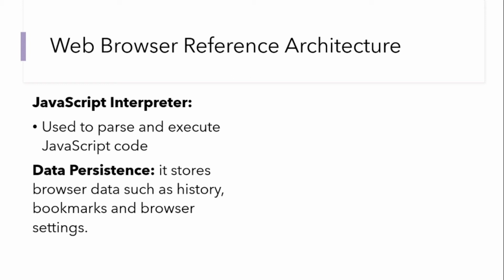The next one is data persistence. Data persistence stores browser data such as history, bookmarks, and browser settings. So it is for storing various data that cannot be stored on the web server. The moment we browse through our web browser, at the end of the day, we can go and see the history, that is the various pages we've browsed, and then the various bookmarks we stored, and the various browser settings.